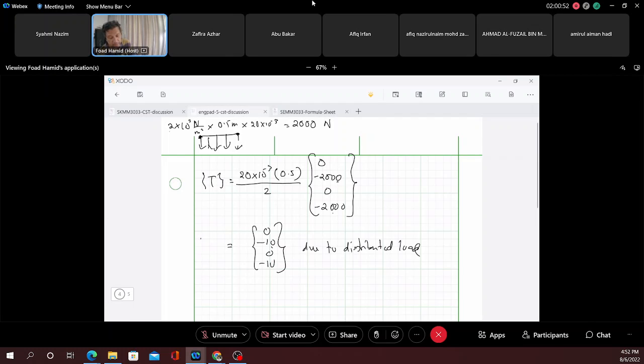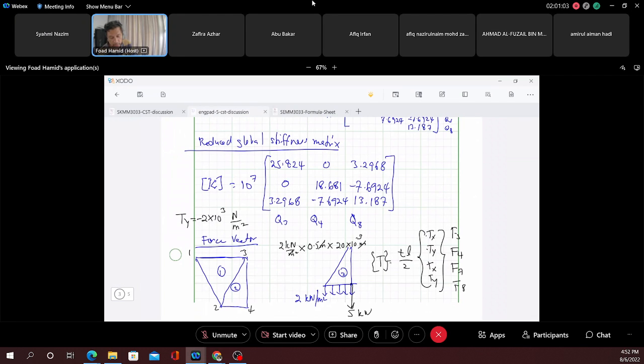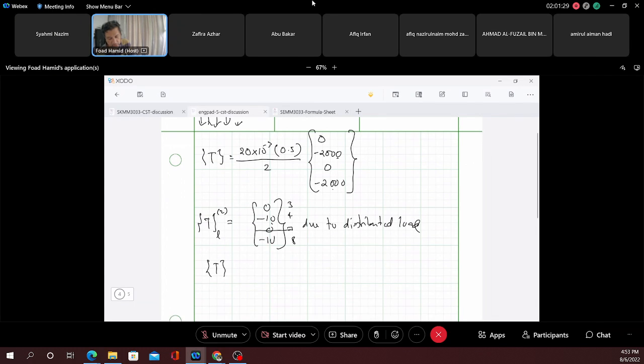So this is my T at element number 2. For L node, I don't remember what node that is. Node 2 and 4. This one. So that is the distributed load. And note that again, this is 3, 4, 7, 8, and our degrees of freedom for 7 is 0. So our T is just 0, minus 10 and minus 10.